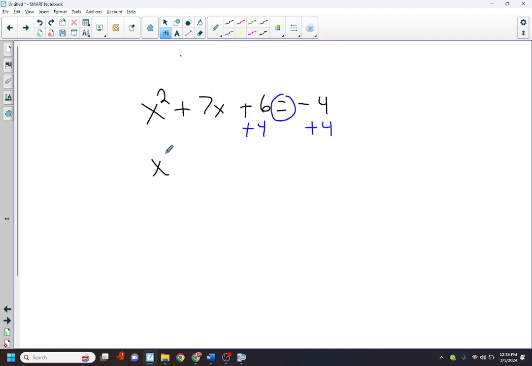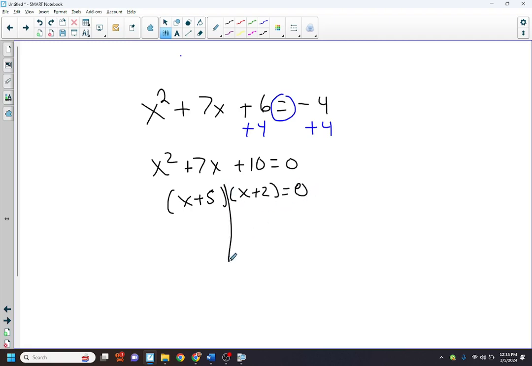So it's going to be x squared plus 7x plus 10 equals 0. So it's going to be x plus 5, x plus 2 equals 0. Then you split and solve. -5 will be one of your answers. -2 will be another answer, okay? Remember, it has to equal 0 before you start.